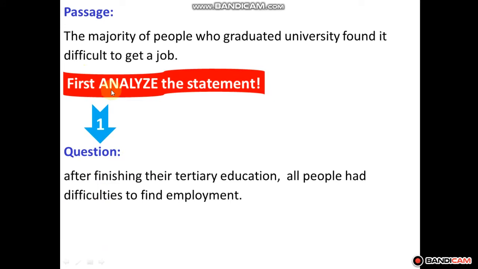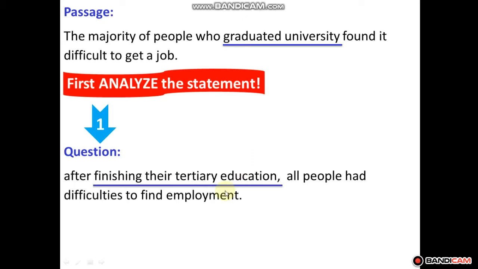So first of all, we have to analyze the statement. Why do we need to do that? Look at this, number one. Follow these steps. Understand the meaning of the statement. Now follow the underlining in my PowerPoint. After finishing their tertiary education, and then you have to locate that part of the passage where you can find the answer to this question. You have to locate that part of the passage.